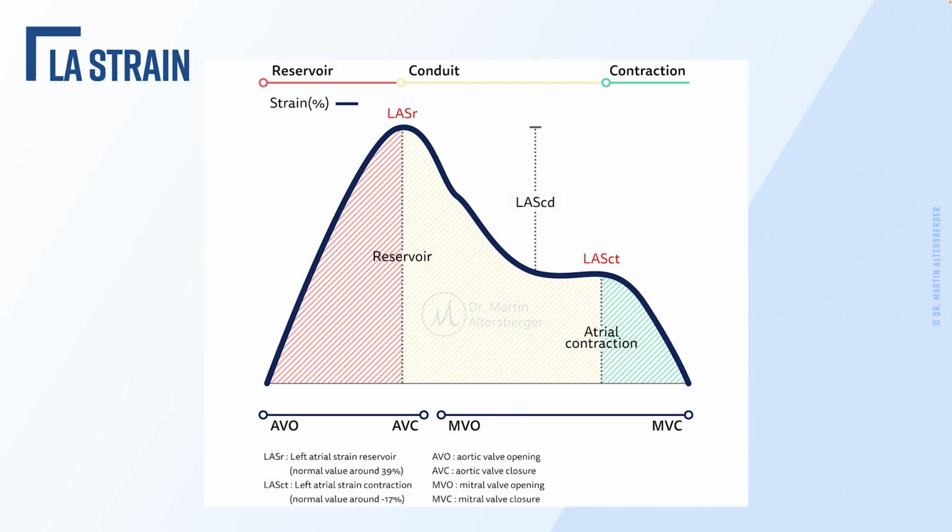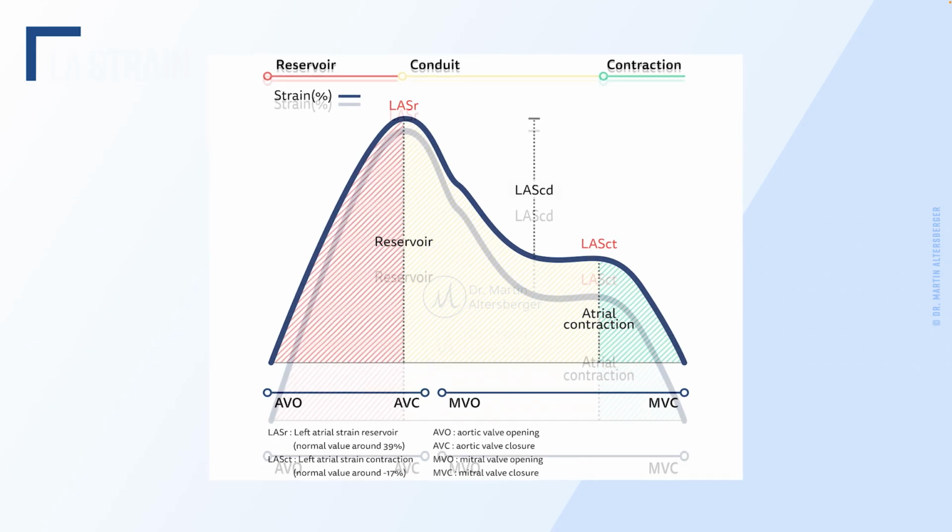Again, it has to be mentioned, the values can be relatively different depending on the patient population, depending on the training status of the patient, and of course the age. You also see when those time points occur: the aortic valve opening, aortic valve closure, mitral valve opening, and mitral valve closure. Conduit phase again is in the range of minus 23%.